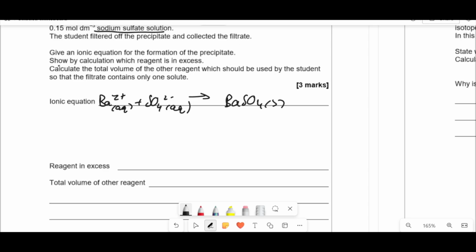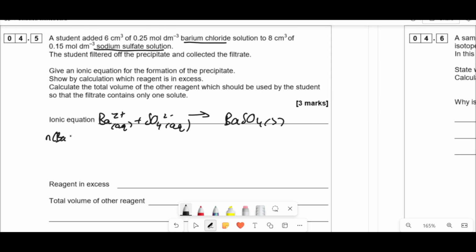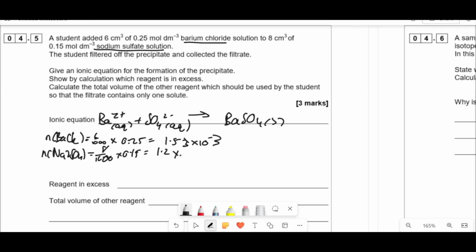Now it says, show by calculation which is in excess. All you've got to do is work out the moles of each thing. So the moles of BaCl2 is going to be 6 over 1,000 times 0.25, which is 1.53 times 10 to the minus 3. And the moles of the Na2SO4 is 8 over 1,000 times 0.15, which is 1.2 times 10 to the minus 3. So then you can see that there's more of this, so BaCl2 is in excess.